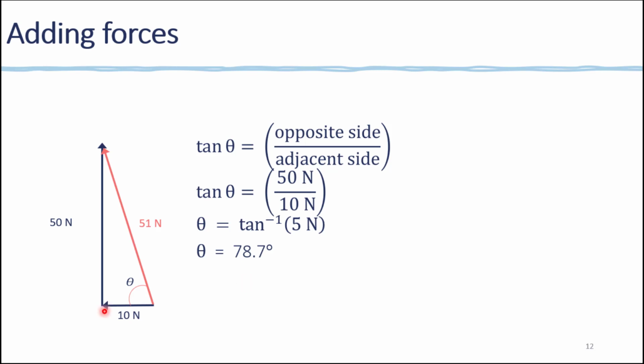And that's this angle here. So we've got our horizontal and vertical components that give us a resultant force of 51 newtons acting 78.7 degrees above horizontal.